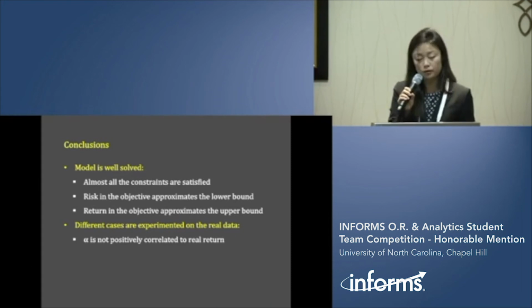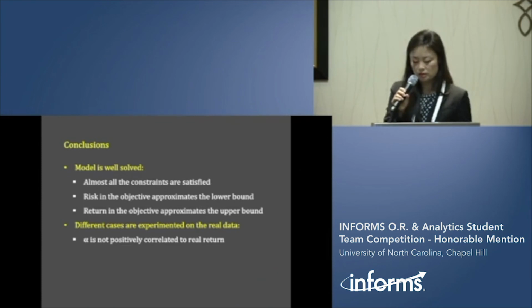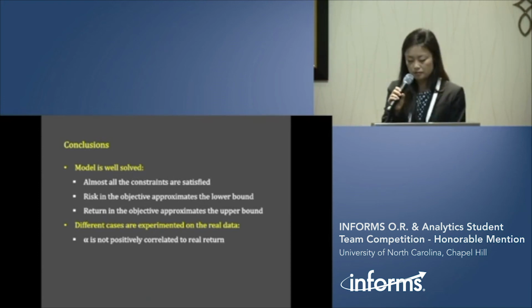And lastly, a few key conclusions. Our model solved for the optimal solution very well while satisfying all of the constraints. The return in the objective function very closely approximated the upper bound, while the risk in the objective function closely approximated the lower bound. So the result is optimal in terms of both variance and return.